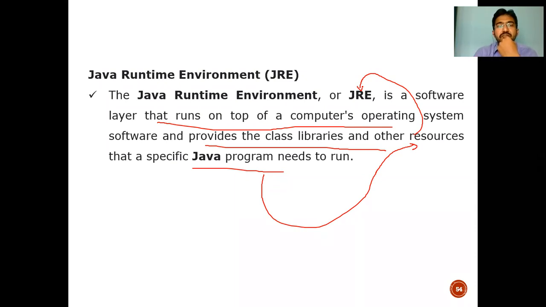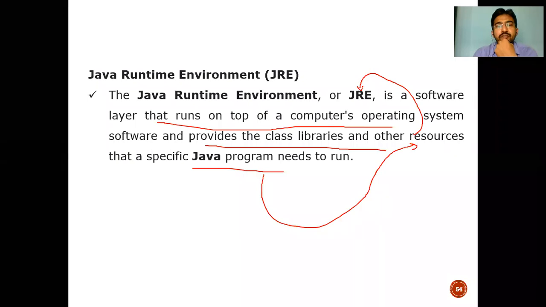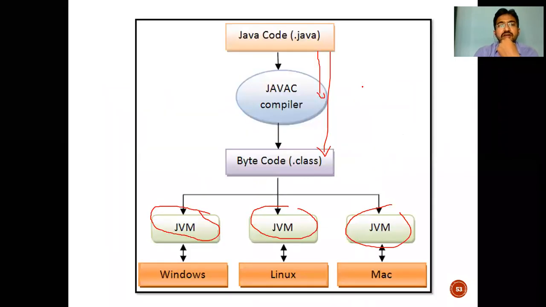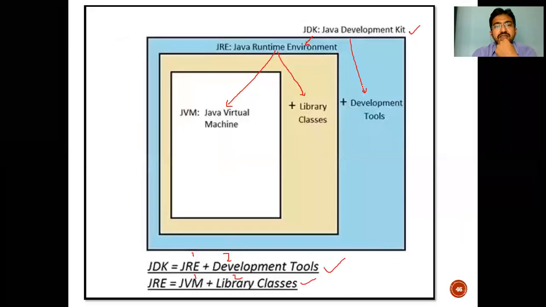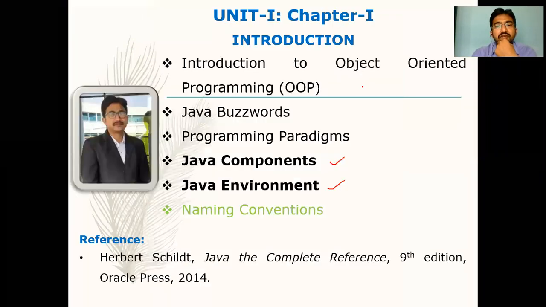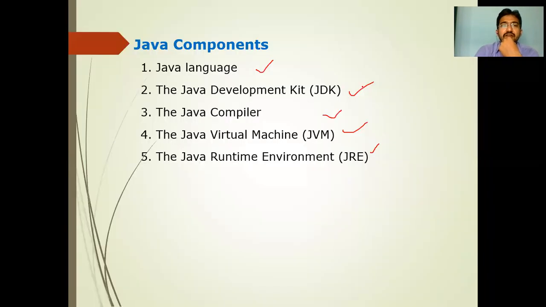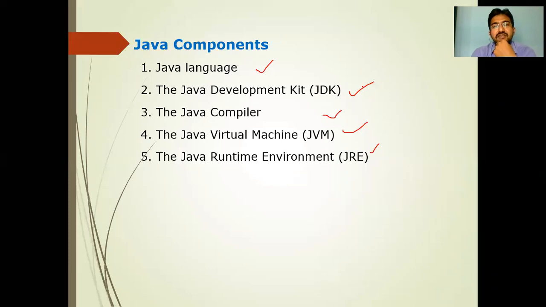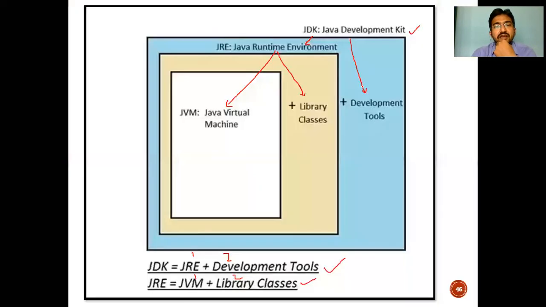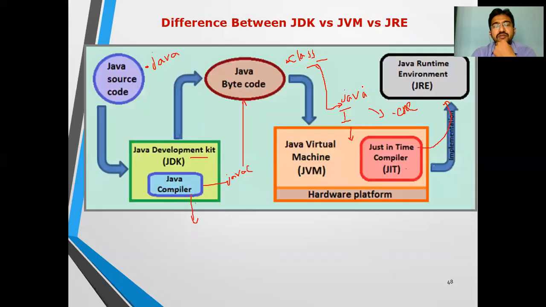What will be there in the JVM? The Java interpreter and some other components. With the Java interpreter inside it, and with the help of the library classes, we make up the JRE runtime environment. So what we have studied in this topic, Java components and Java environment: the Java environment is the JRE, and the Java components are the Java language, JDK, Java compiler, JVM and JRE. We have seen three different figures showing the difference between JDK, JRE and JVM.